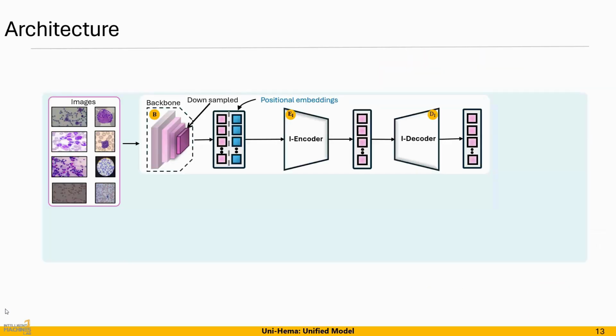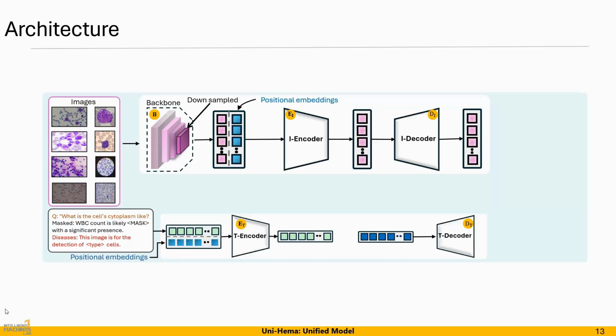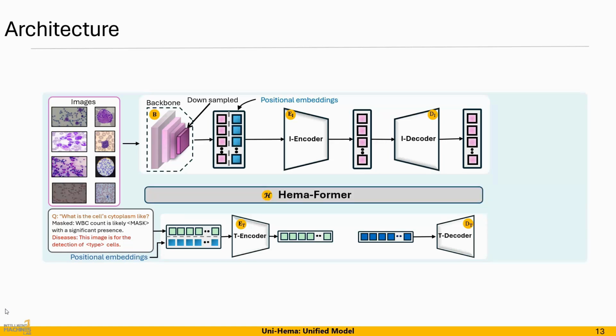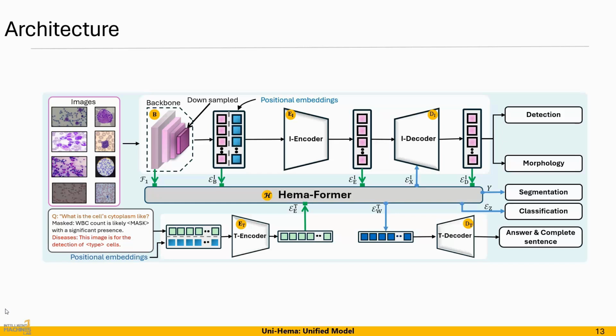This is the overview of the model architecture. We have a VN stream based on the ResNet 50 backbone and visual encoder and decoder. Secondly, we have a text stream based on the T5 encoder and decoder based model. And in the proposed multi-modal HEMA former, we use the deep features from the multiple hierarchical levels to perform the different tasks.